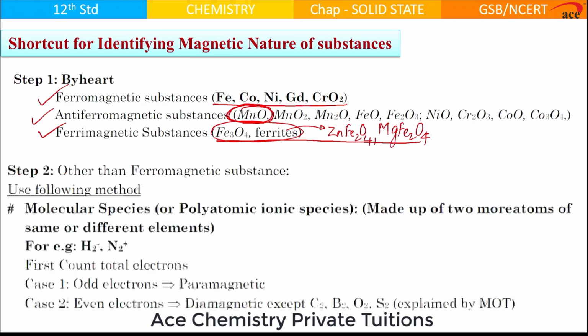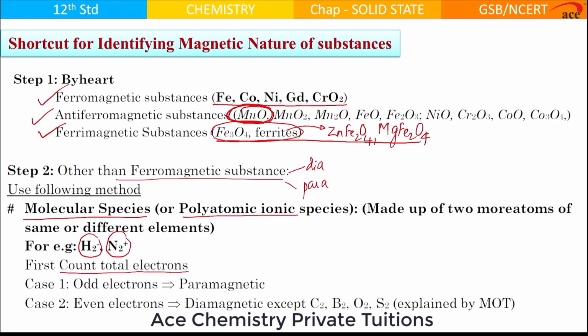Remaining all substances are other than ferromagnetic. Other than ferromagnetic, that means they can be either diamagnetic or paramagnetic substances. Under that, the first category is molecular species or polyatomic species. When I say molecular species or polyatomic species, that means they are made up of 2 or more atoms. In this case, count the total number of electrons. If the total number of electrons is odd, they are paramagnetic. If the total number of electrons is even, then they are diamagnetic.